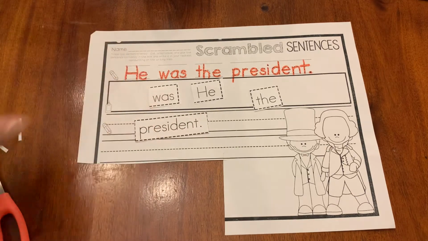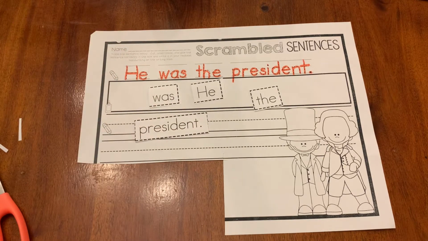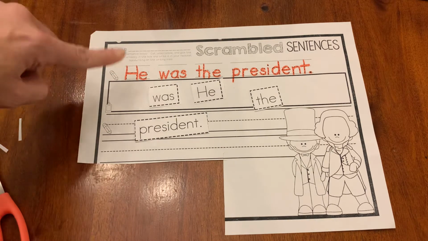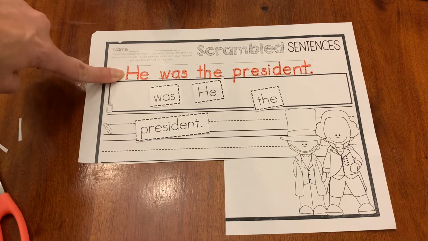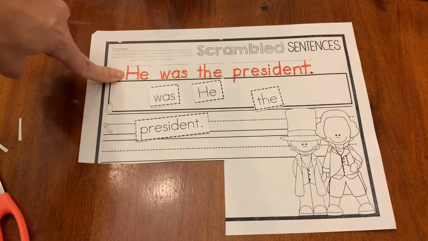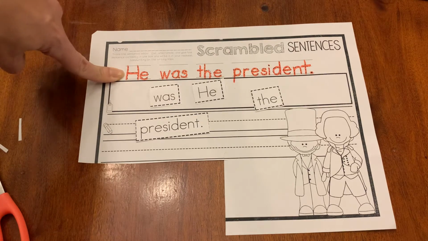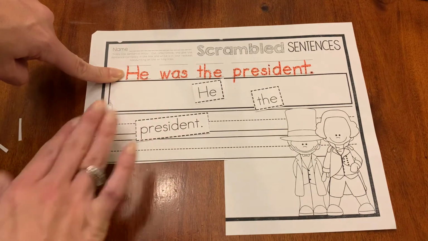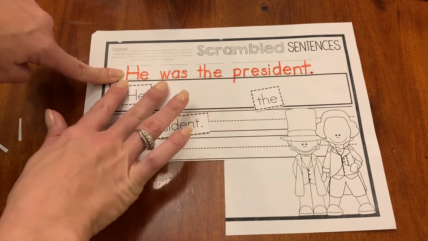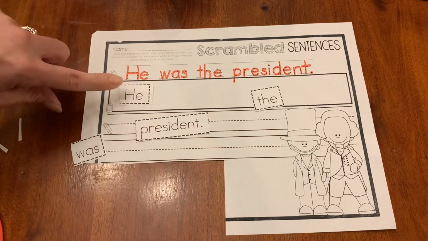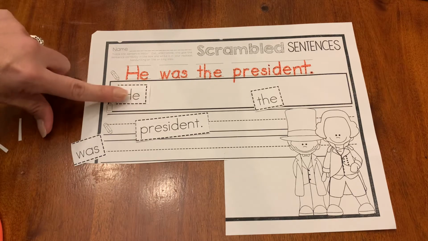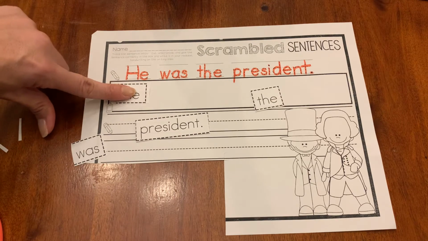Okay, so my words are still scrambled. I can find the first word in my sentence by looking for the capital letter. I know that a sentence starts with a capital. This is the first word and it starts with a capital. This word is what word? Yes, it's he. So I'm just going to move he below that. I'm not going to glue yet. I want to put them all in the correct order first.